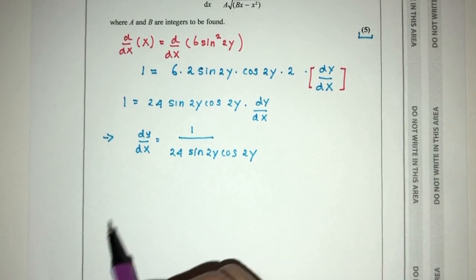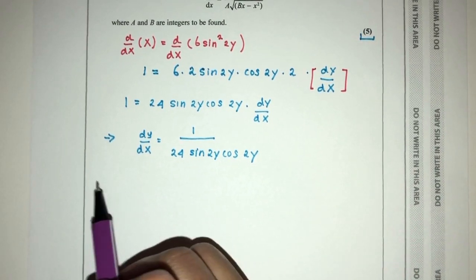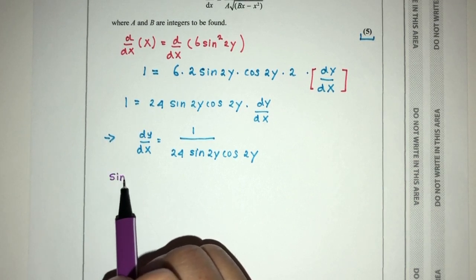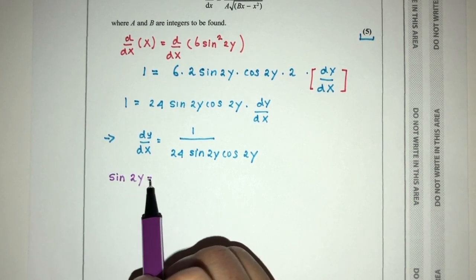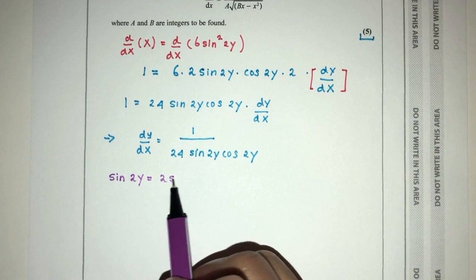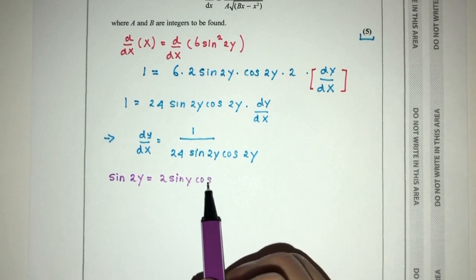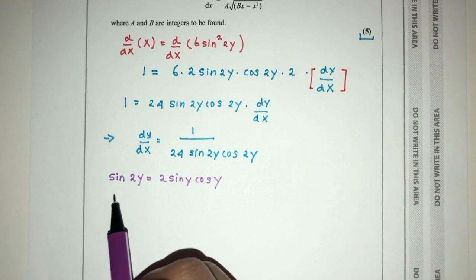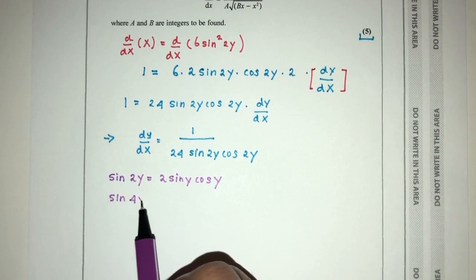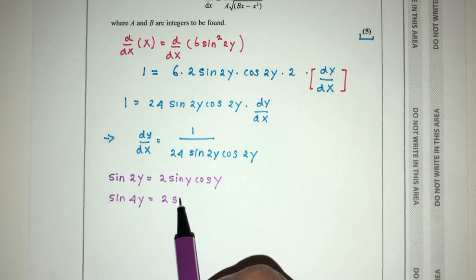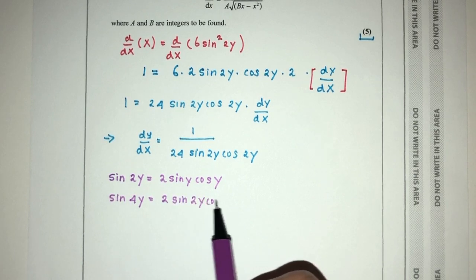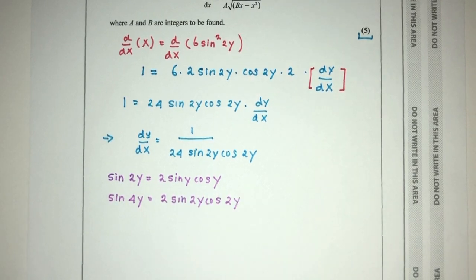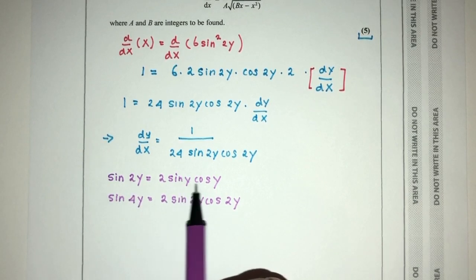So what do we know about the angles? So we know that sine 2y is equal to 2 sine y cos y. That's something we know, it is given to us on the list as well. Now something we can do right here is, what is sine 4y? It will be 2 sine 2y cos 2y. I hope that makes sense. When it was 2 here, it became y and y. When it is 4 here, that will become 2 and 2.